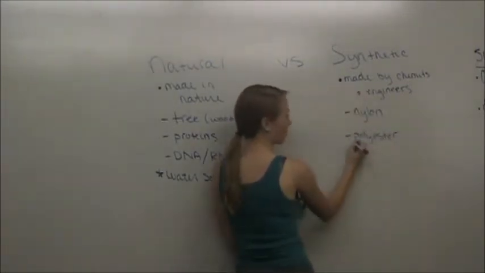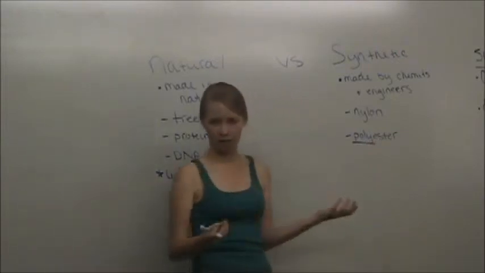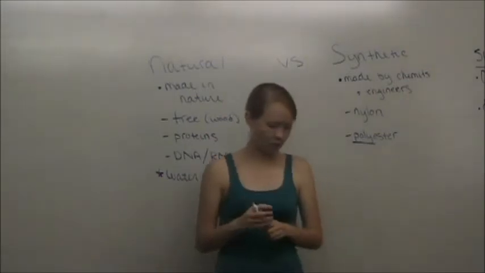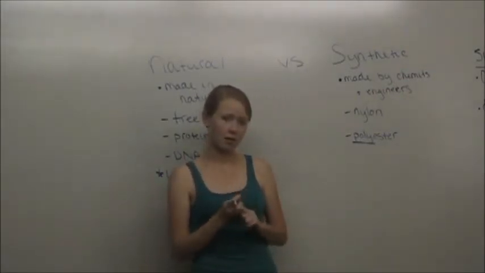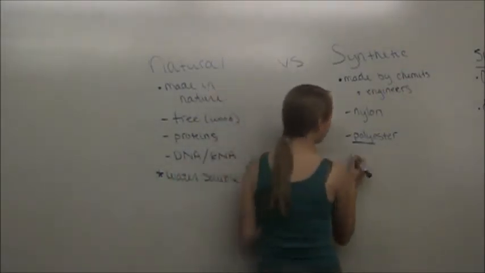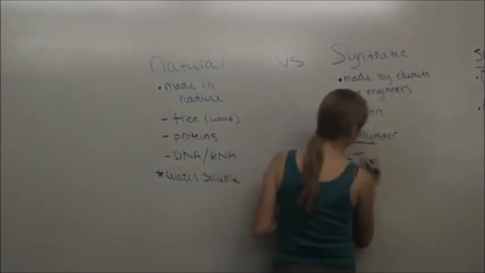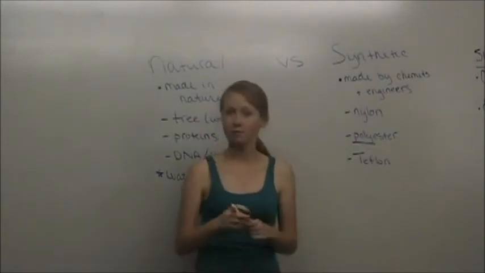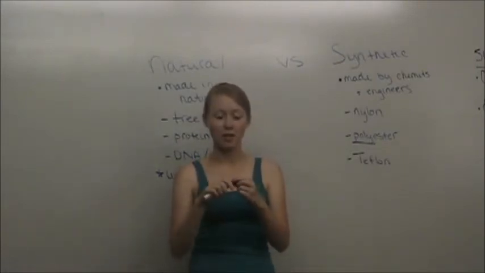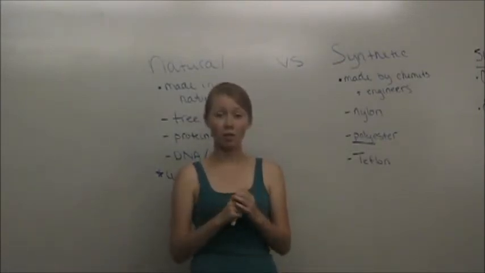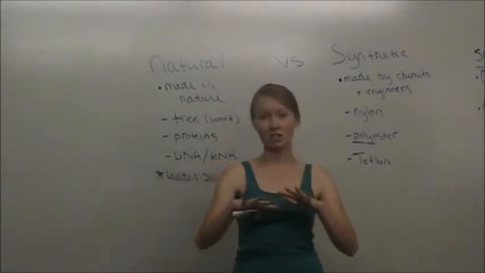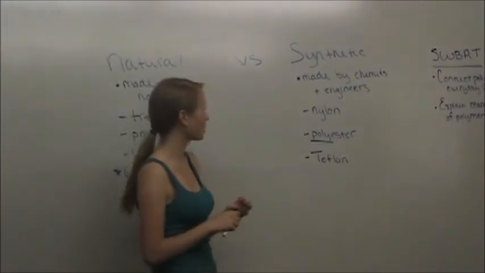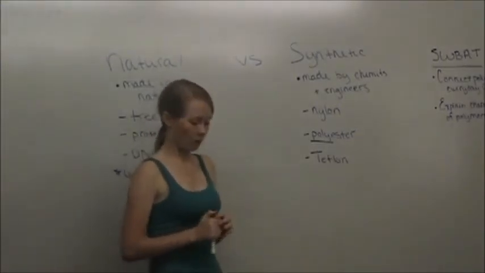We see that the beginning of this word is poly, just like polymer. There's many of them. What's another one we can think of? Teflon. Who's heard of the term Teflon? Who knows where Teflon's at? At home when you're cooking with your pots and pans, there's that slick coating on it. That's known as Teflon coating. So that's a type of synthetic polymer.